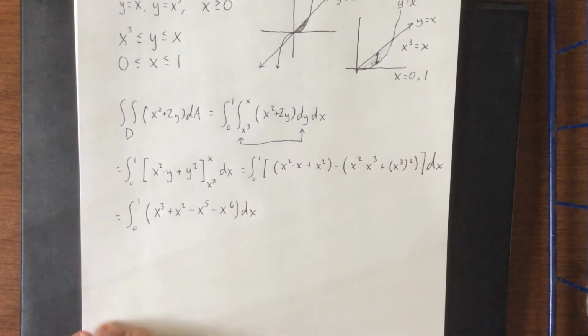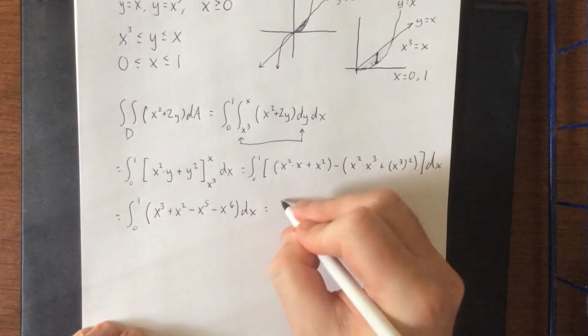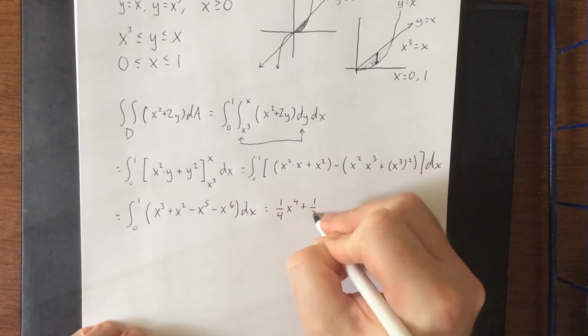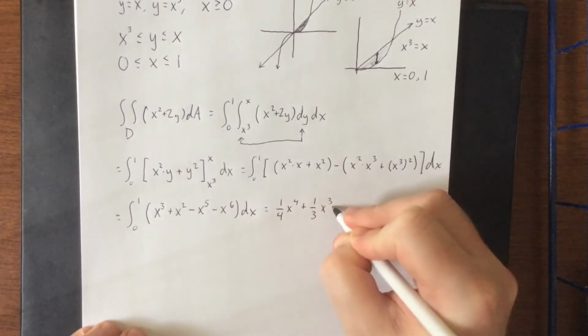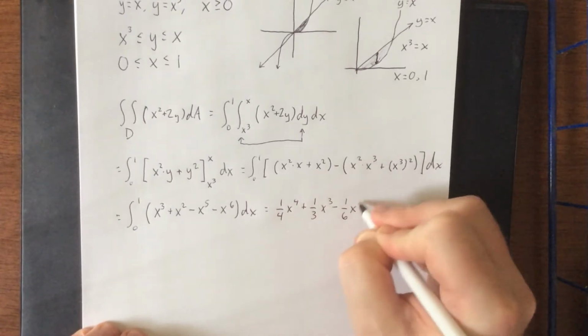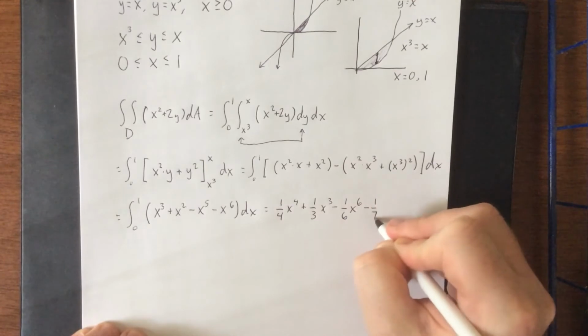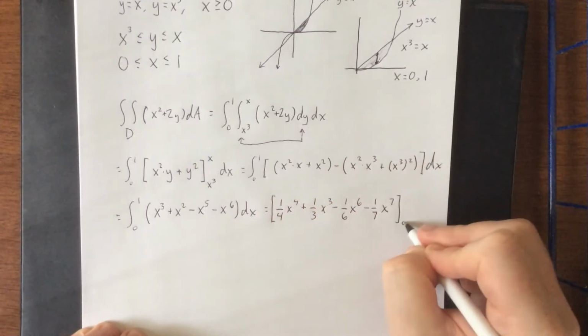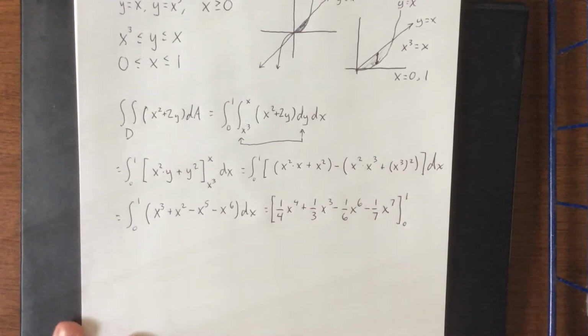This will be a very straightforward integral making use of the power rule. This will be 1/4 x to the 4th plus 1/3 x to the 3rd minus 1/6 x to the 6th minus 1/7 x to the 7th, going from lower bound 0 to upper bound 1.